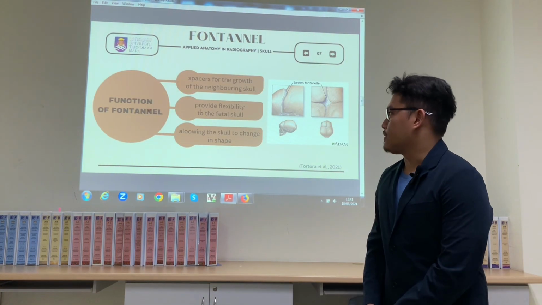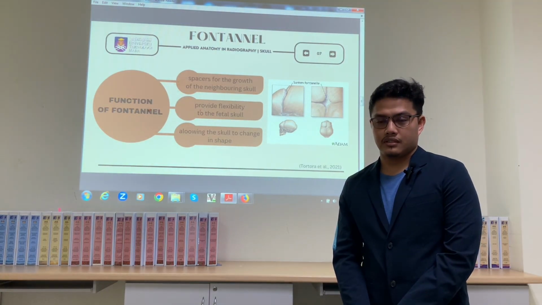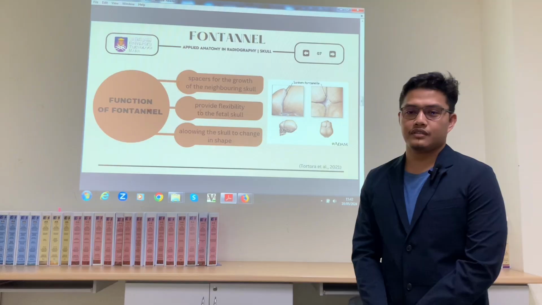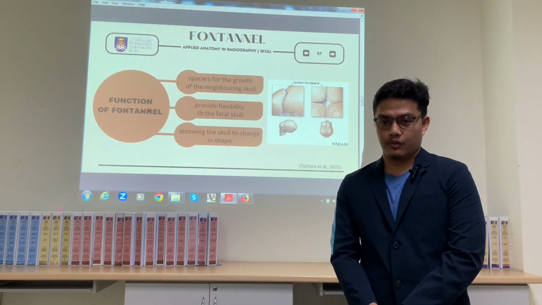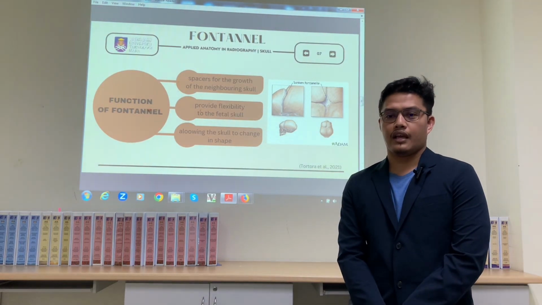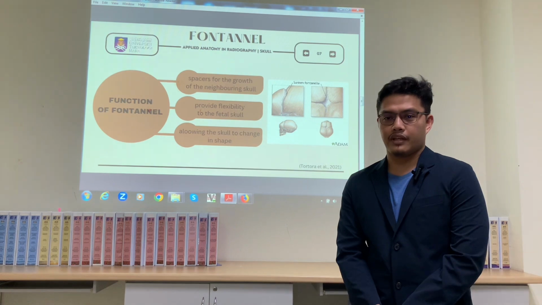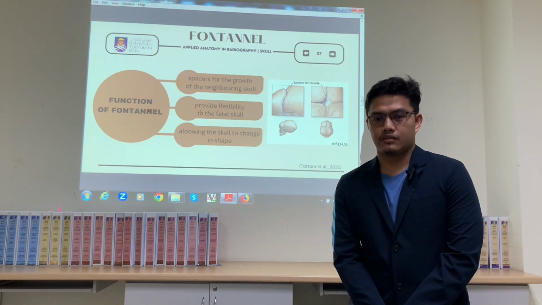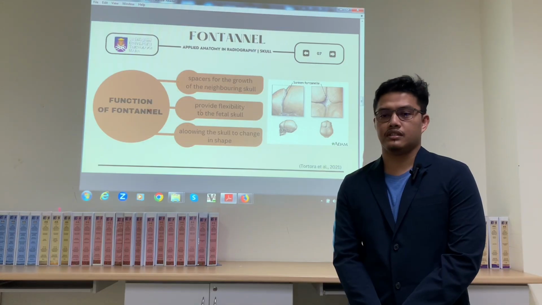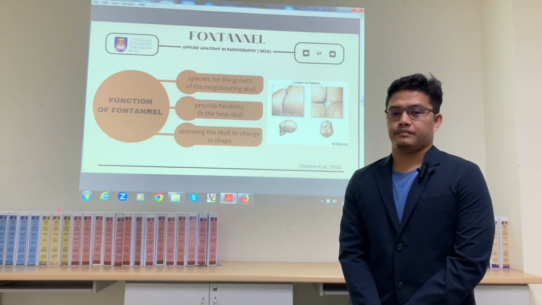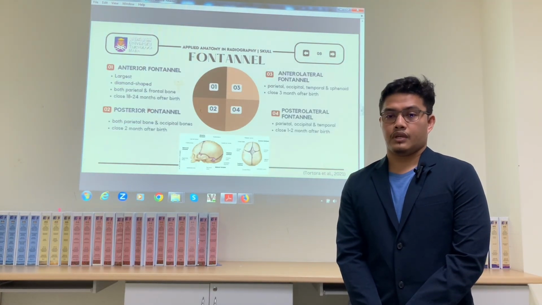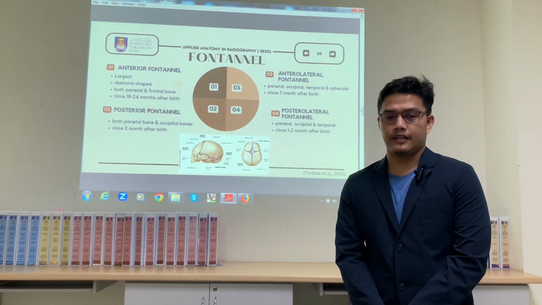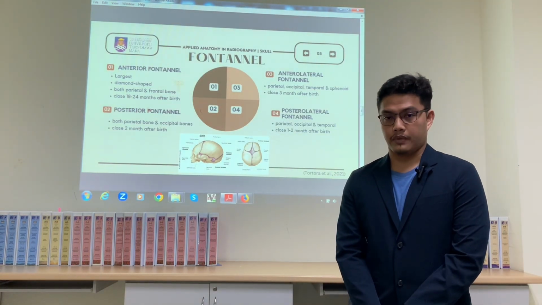And then we have a fontanelle. Fontanelle actually has three main functions. First, it is a spacer for the growth of the neighboring skull. The second function is to provide flexibility to the fetal skull. And the third is allowing the skull to change in shape. And then fontanelle is also divided into four main compartments.